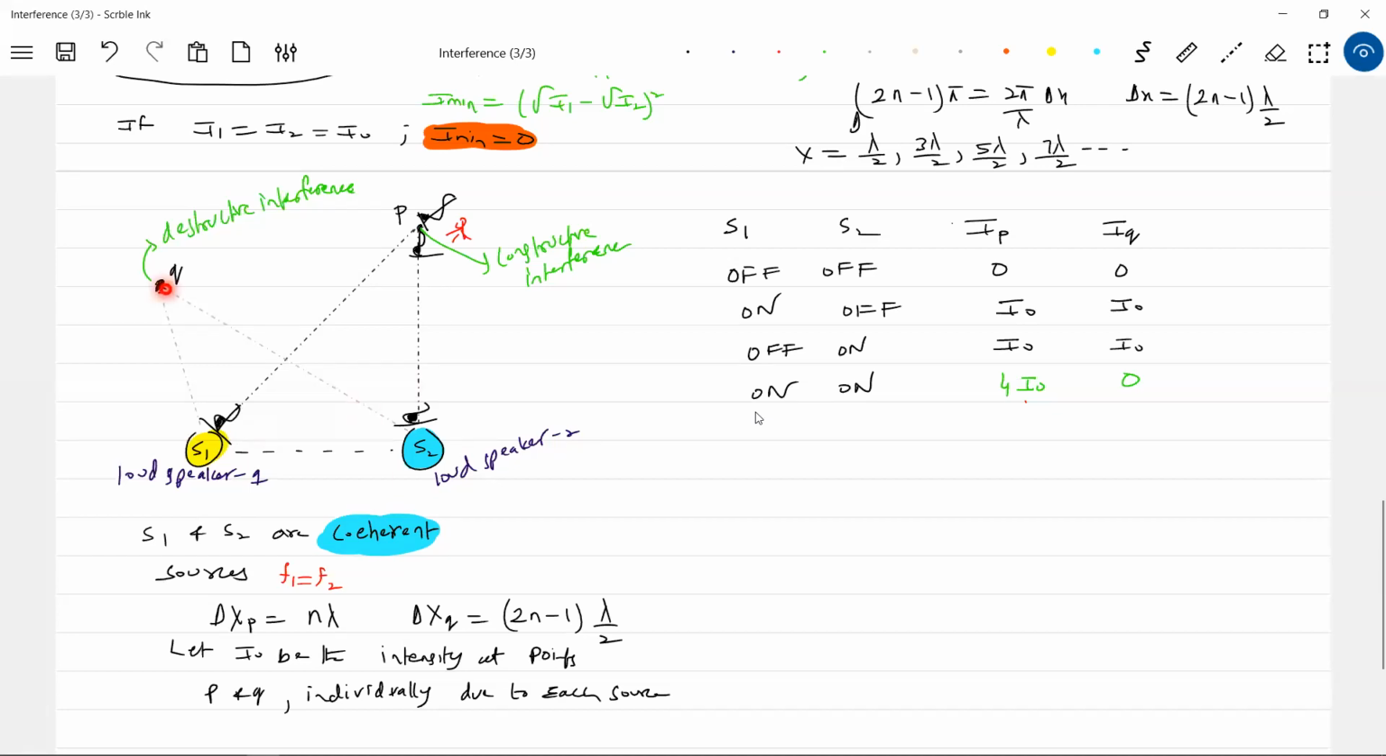Don't say that energy is destroyed here. The 2 I naught from here is taken and given to this particular point. Then it has become 4 I naught. Like that, sir, how many points? Like that, you get infinite points.